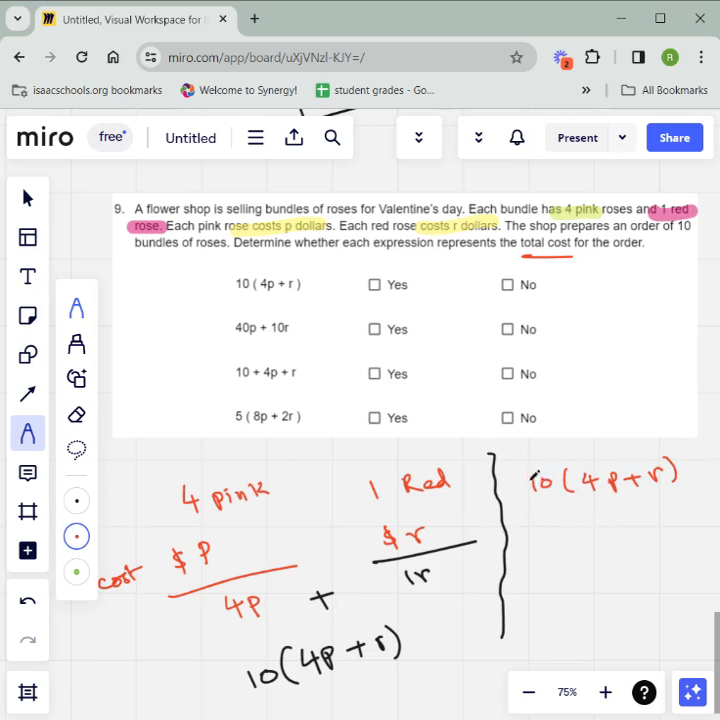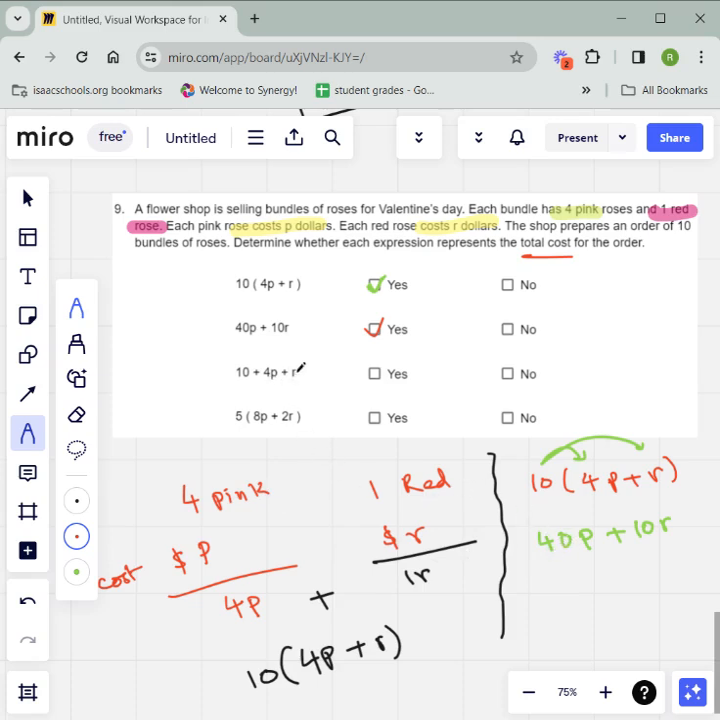And also make sure you do the distributive property and see if any other ones are correct. So if I do the distributive property here, obviously I can see that the first one is the answer. That's 10 parentheses 4P plus R. This is yes. And also we distribute it. That's going to be 40P plus 10R. I see that the second one also works out. So this is also correct. And see if I have anything else like that, 40P plus 10R.